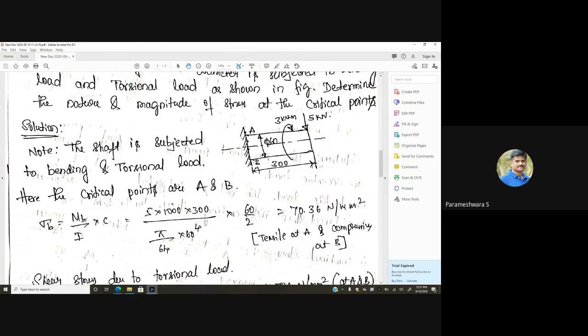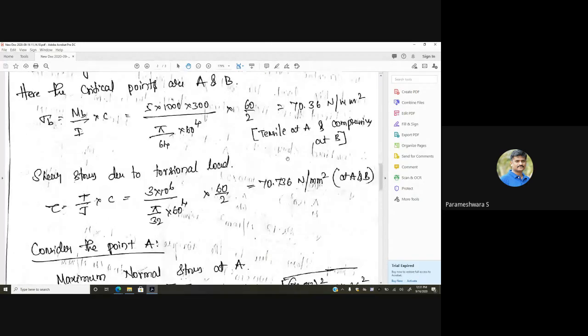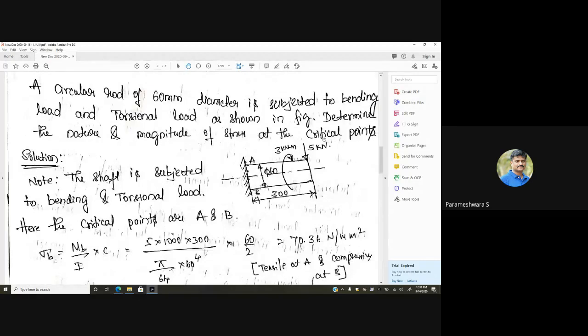Okay, so calculate this bending stress due to this 5 kilonewton, and also calculate the shear stress due to this torque applied, that is 3 kilonewton meter, and find out. See, they have asked you to determine the nature and magnitude of stress at critical points. So I can say critical points over here. This is critical point A and B.